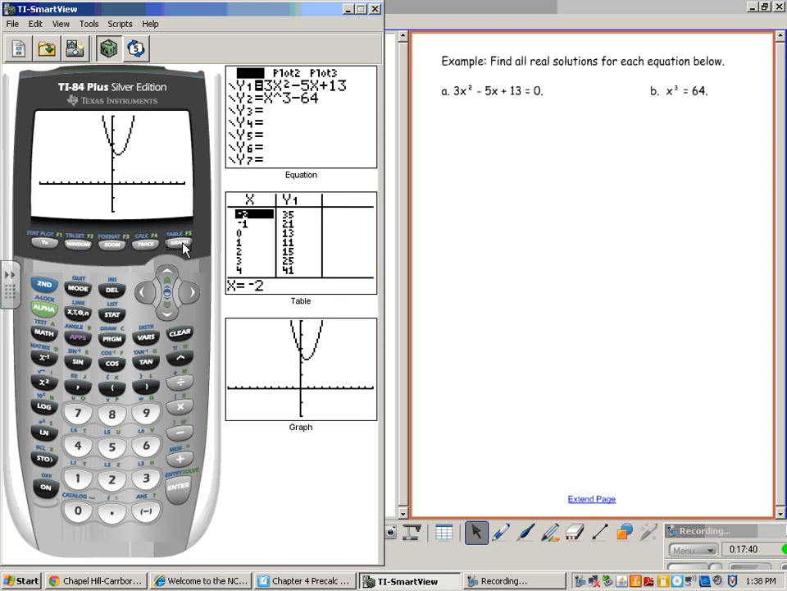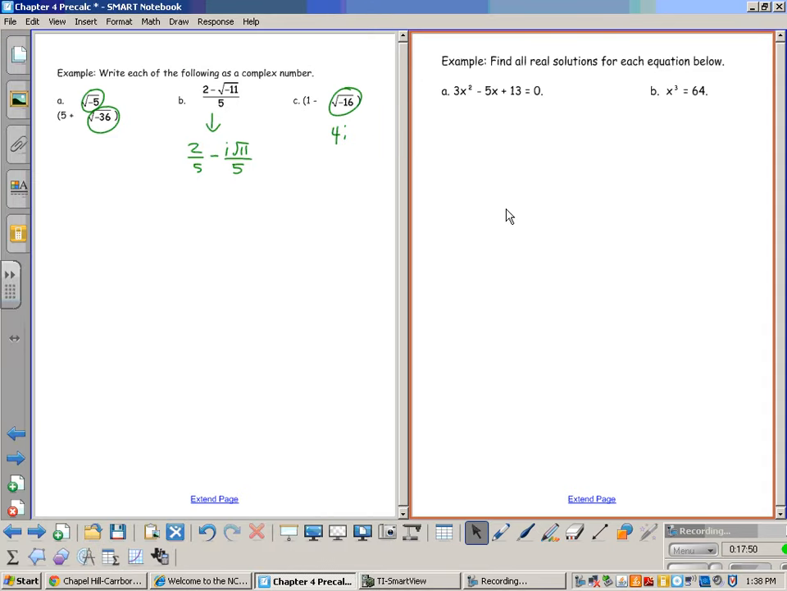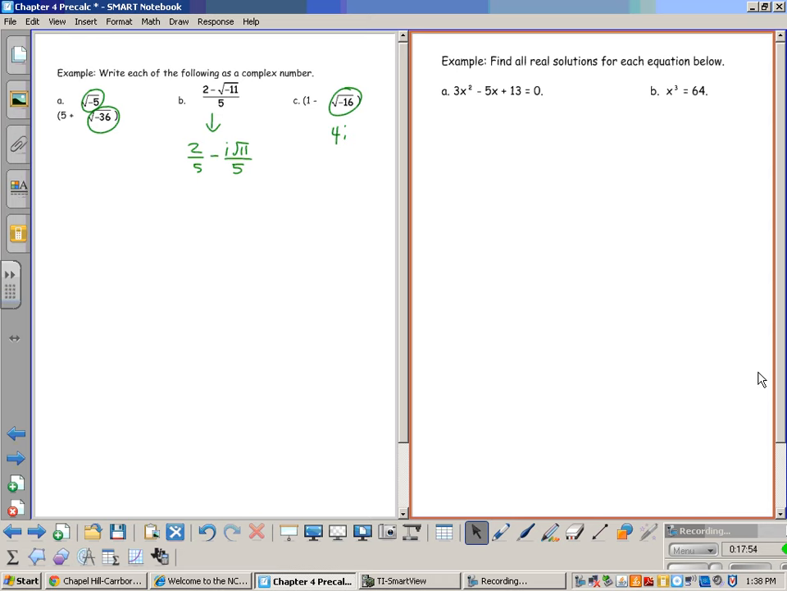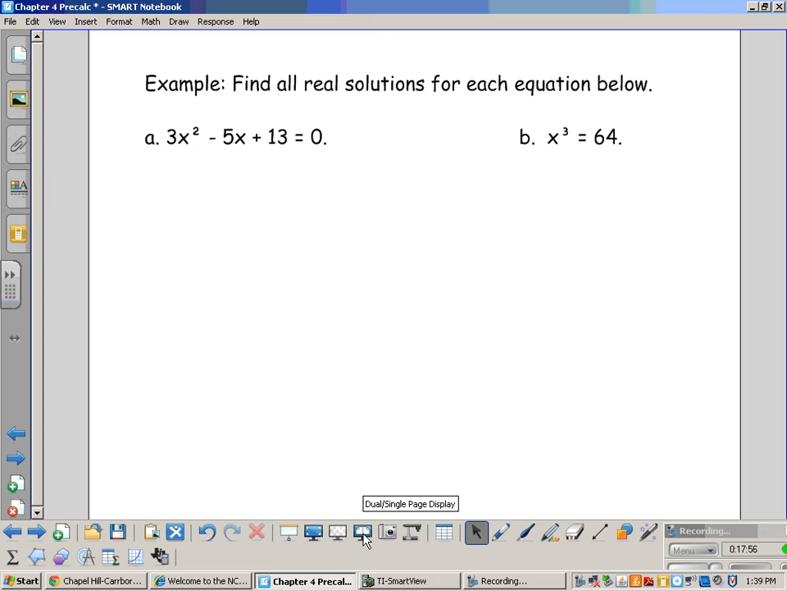So now we know that we don't have any real solutions because it doesn't intersect the x-axis. So from here, what we'd want to do is go back here to this, and we are going to look for our solutions using the quadratic formula.